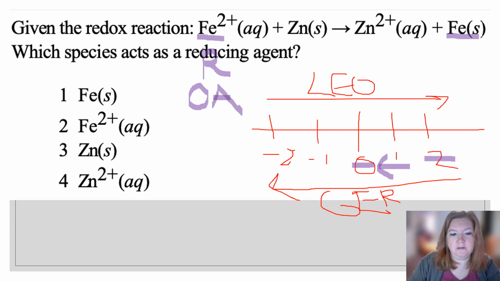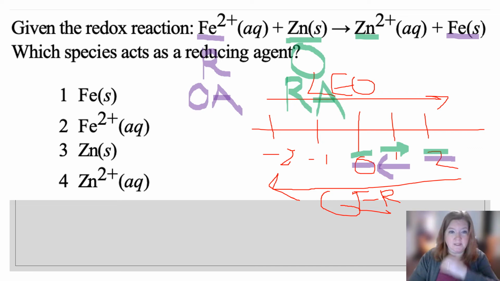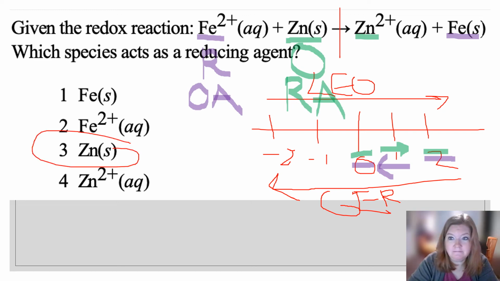Okay, let's switch colors. Let's do green. So zinc went from 0 to +2. So it went this way. So it was oxidized. It is the reducing agent. Now notice everything I'm referring to is on the reactant side of the equation. So my question now, which species acts as the reducing agent? Well, right here. I just figured it out.